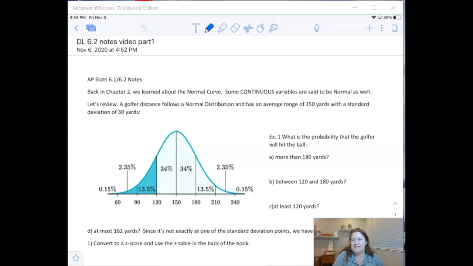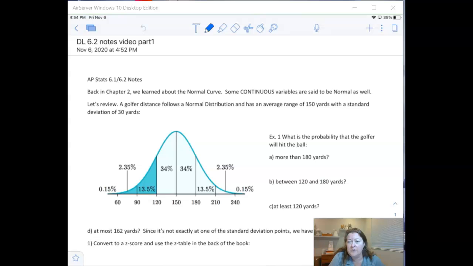Hi Stats, this is 6.2 notes and this is part 1. We're going to do a little bit of review today about those normal curves because we're going to be using them in 6.2. So back in chapter 2 we learned about the normal curve, and some of our continuous variables will be a normal curve type of problem. So let's just review it.